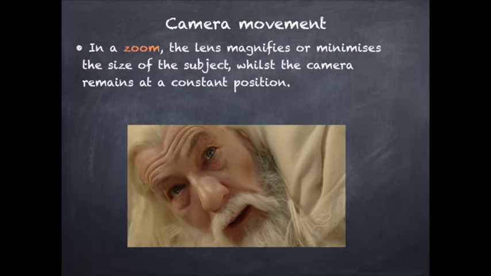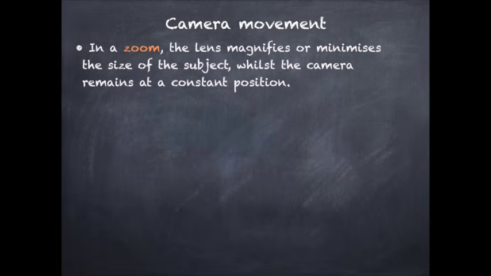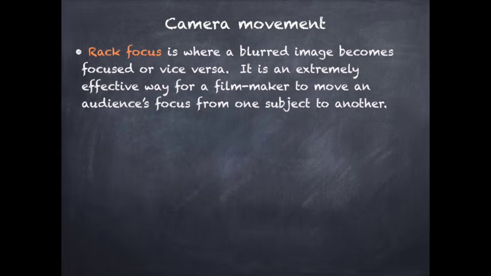In a zoom, the lens magnifies or minimizes the size of the subject, whilst the camera remains at a constant position. Rack focus is where a blurred image becomes focused, or vice versa. It is an extremely effective way for a filmmaker to move an audience's focus from one subject to another.